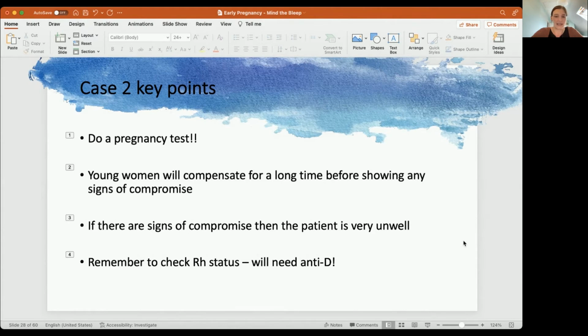And if you do see that there is a sign of compromise, then the patient is very unwell, and you need to act quickly to manage the patient. And with an ectopic pregnancy who's gone to theatre, she will need anti-D if she is rhesus negative. It's always important to remember. It's kind of like everyone forgets it. I forget it as well a lot of the time, but it's very important.